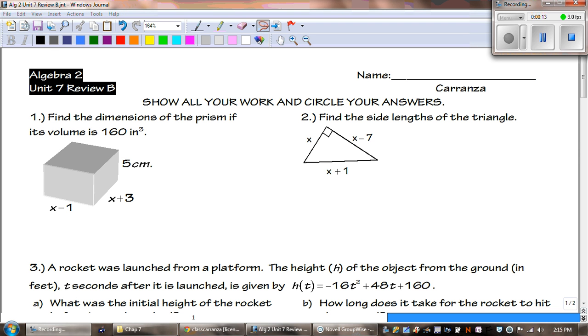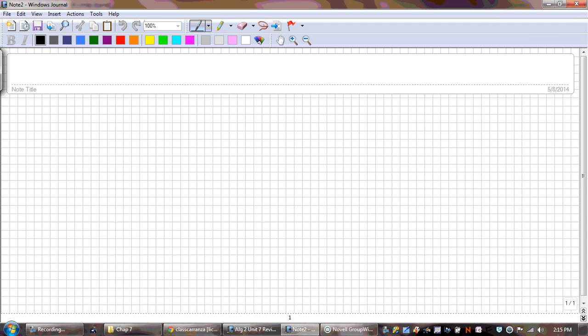Alright, number 1. Number 1 says to find the dimensions of the prism if its volume is 160 inches cubed. I don't really have a lot of room to work here, so I'm going to do this on a separate sheet of paper. Alright, I know that volume equals length times width times height.